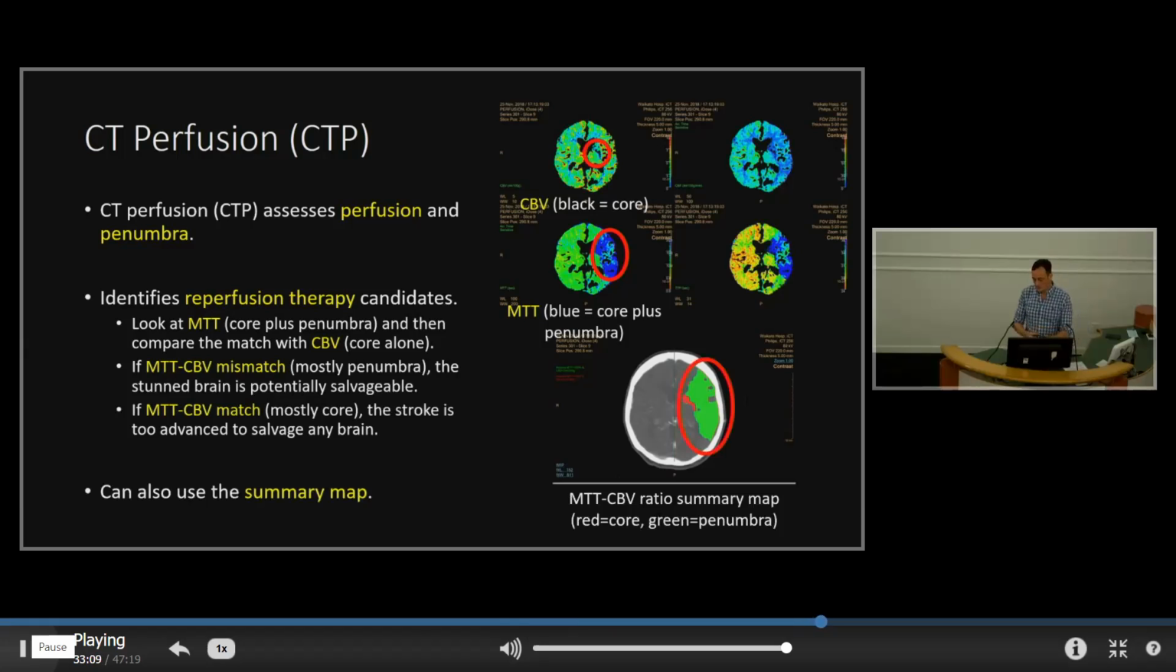Now, the computer can also create summary maps. It imposes them on top of each other, and you can see the little red area there corresponds to core, and the green corresponds to penumbra. So if you find the eyeball method difficult, although your eye is actually very good at reading those, you can use a summary map. I have to caution you, the summary maps are not always reliable, so I prefer the former method.